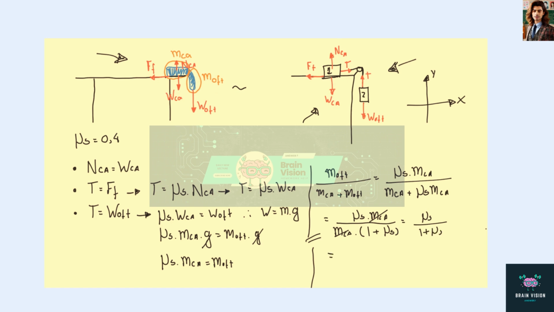So these factors of m_CA are simplified and we get mu_s divided by 1 plus mu_s. Finally, using the value for the static frictional coefficient, we get 0.4 divided by 1.4, which is approximately 0.29. So this is the maximum fraction of the washcloth that can hang off the table without bringing the whole washcloth to the ground.